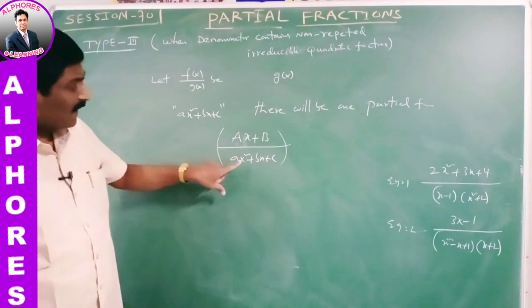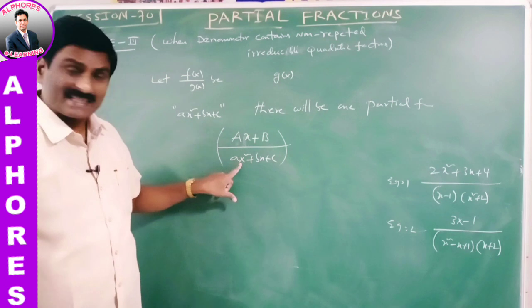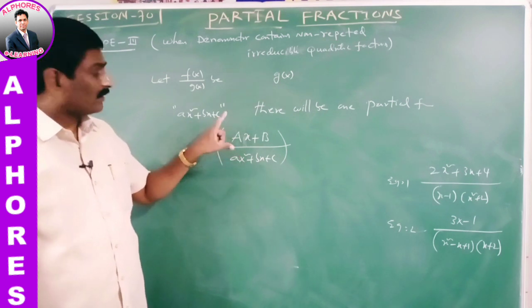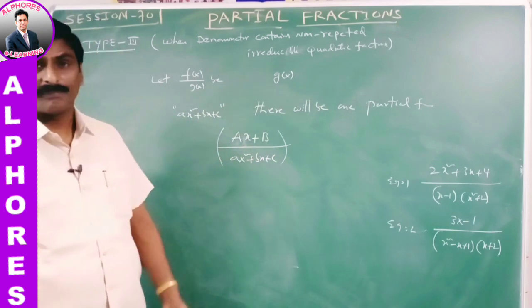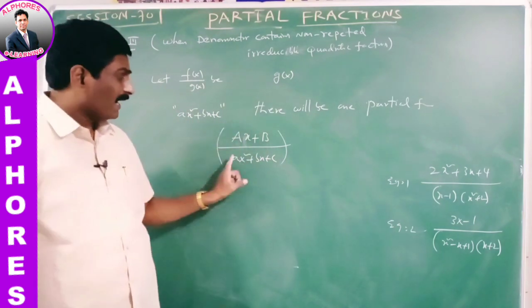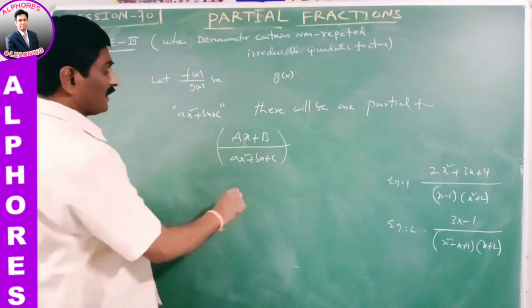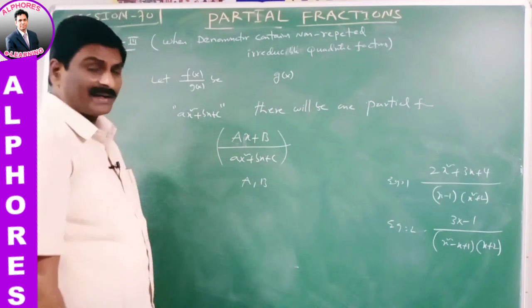In this case, the degree of the numerator is less than the denominator's, which is second degree. So, the numerator starts from degree 1. That means it is the linear value, ax plus b, by ax square plus bx plus c, where a and b are constants which are to be determined.